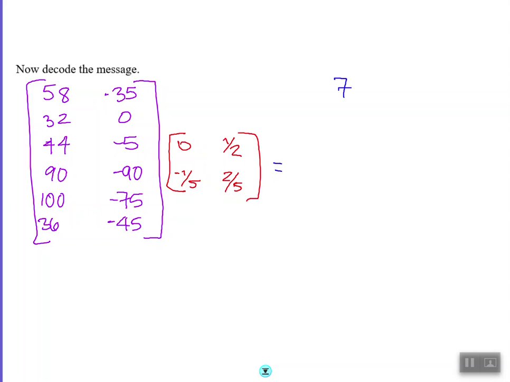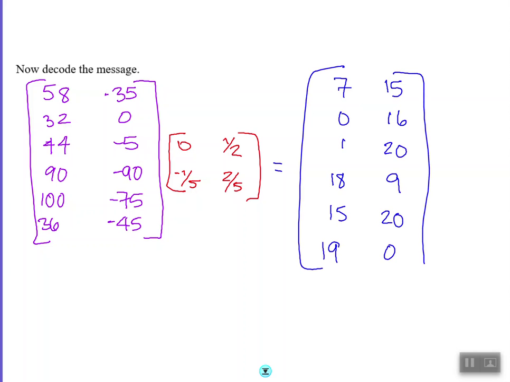And if you continue multiplying, you get this matrix. You would then go back to the letter assignments and see which letter corresponds to which number. And you would get GO space PATRIOTS space. So you get the message, Go Patriots.